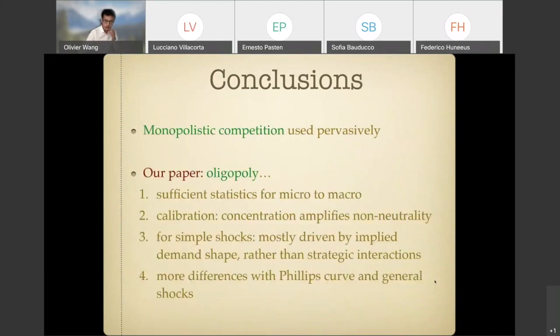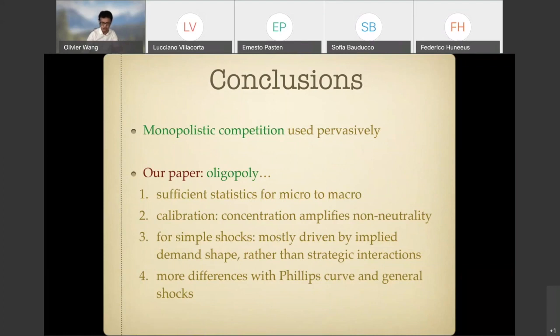So overall, let me conclude here. Monopolistic competition is used everywhere for good reasons. It's very tractable, but it may be a less and less good approximation as the economy evolves and concentration increases. And so we think it's important to understand how we can move beyond that, or where there are meaningful departures, in particular for the macro experiments of monetary shocks.